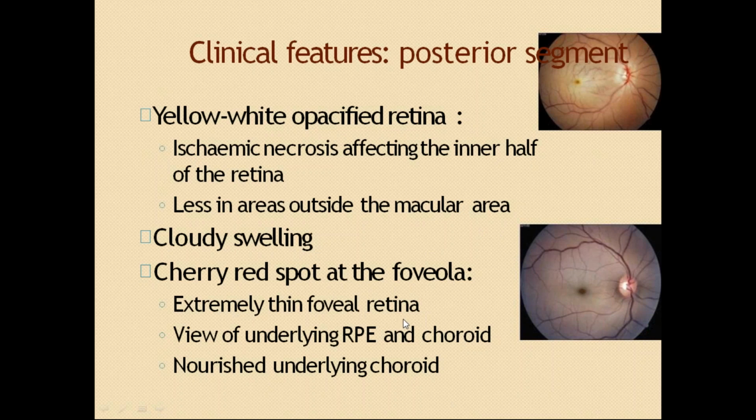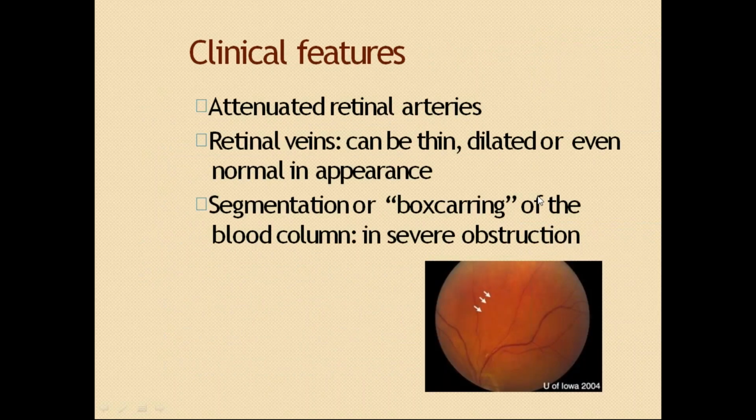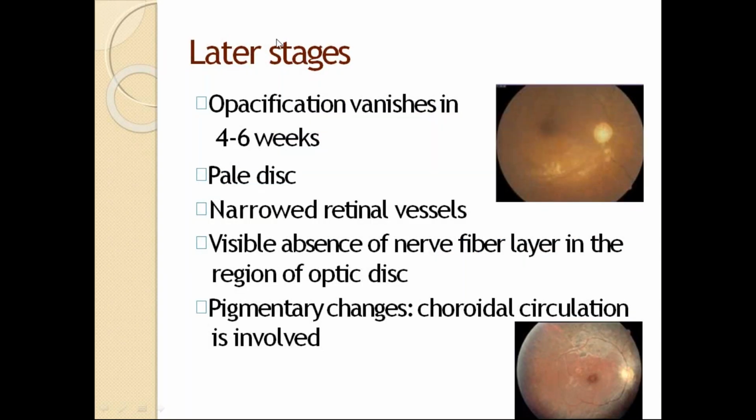Also, there will be some sort of foveal thinning in central retinal artery occlusion. So other features, there will be attenuation of the arteries. You can see the arteries become very thin here. Veins also will become thin. Okay. So there will be box-carring of the blood column. Box-carring means there will be segmentation. There will be blockage of flow like that. There will be segmentation of the blood vessel because of obstruction by the emboli.